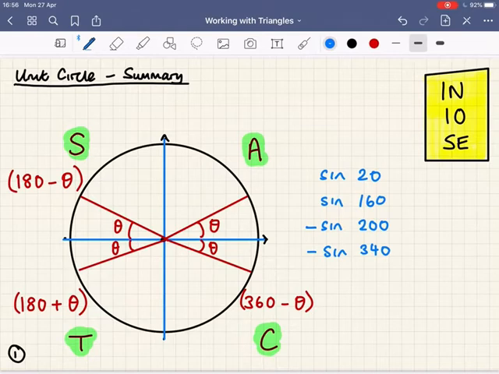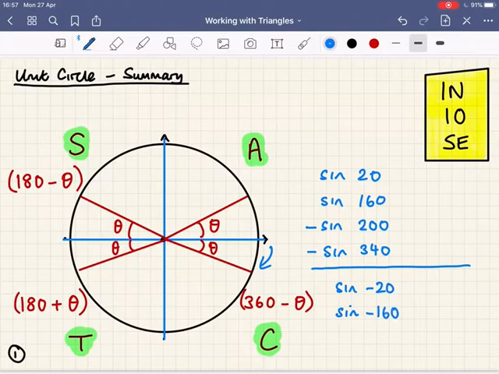Now, if I wanted to, I could go around the circle in the other direction. The equivalent angles to sine 20: I could go to sine of minus 20, going round this way this time. The next angle, well, 180 minus 20 is 160, so it would be sine of minus 160. You can see the same values that we had above. If I keep going, I've got sine of minus 200, and in the fourth quadrant, going in that clockwise direction, I would have sine of minus 340.